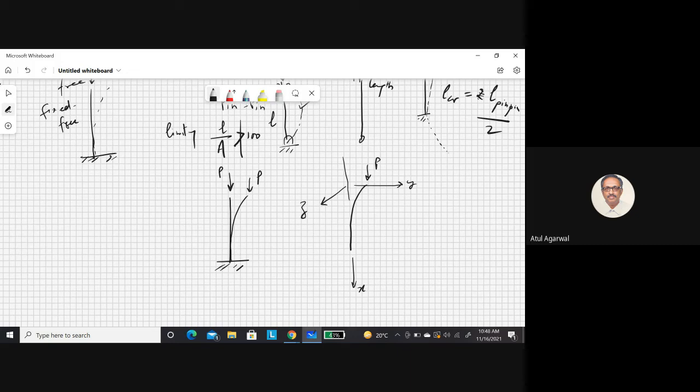So what is the downward force here? Force at the support. There is a vertical force P to balance it. And these two together are making a moment. It's a clockwise moment. So support has to cause a counterclockwise moment for moment equilibrium. So this counterclockwise moment is P into y.